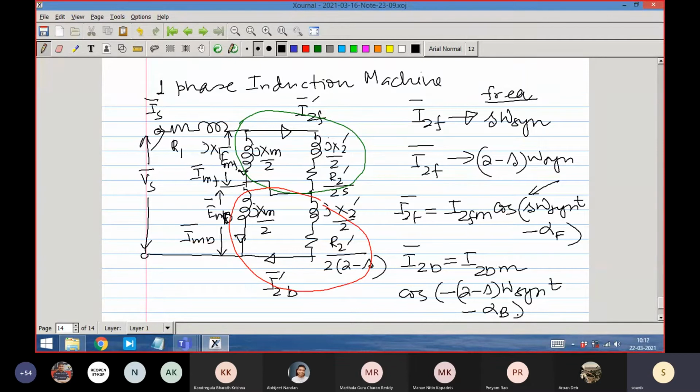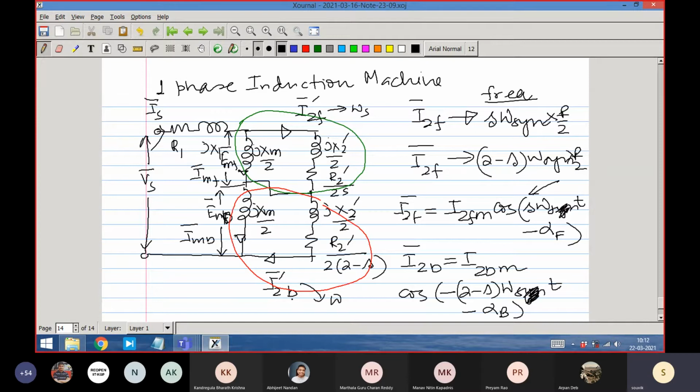Its frequency is omega. This may be omega sin into P by 2, because we are talking about electrical quantities, so you should convert it into that. I will say omega s. So I2F dash has a frequency of omega s, and this also has a frequency of omega s.